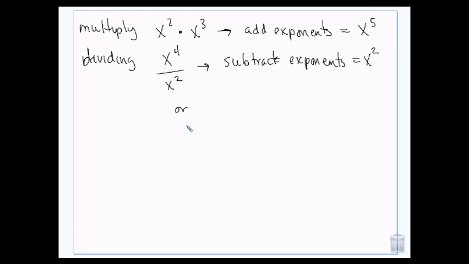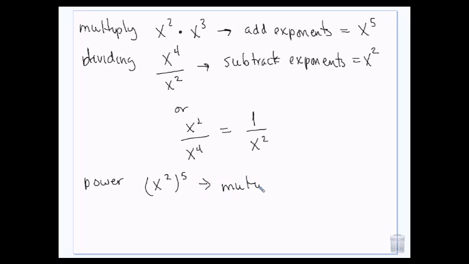Unless, of course, the 4 was on the bottom, in which case the x squared is on the bottom because the 4 was. If you're raising to a power, then you multiply the exponents. So this is x to the 10th. And then if you're adding, the exponent stays the same.